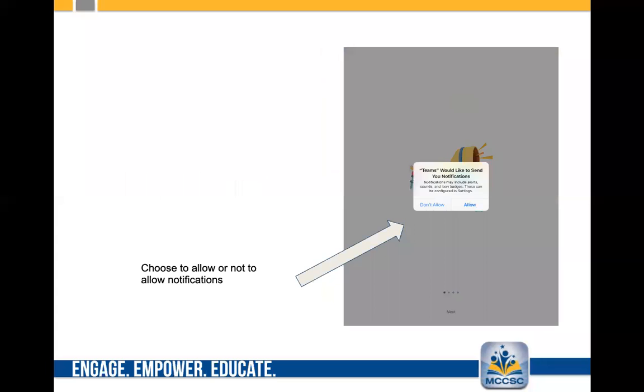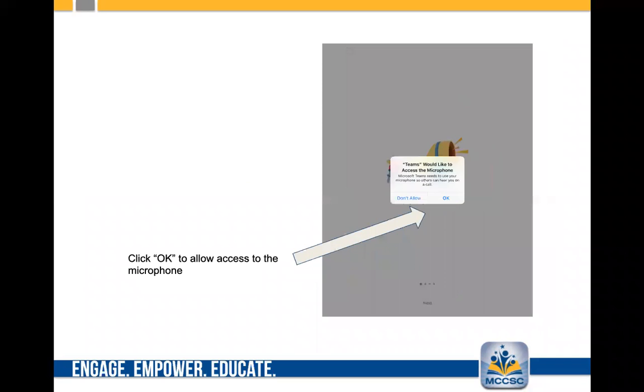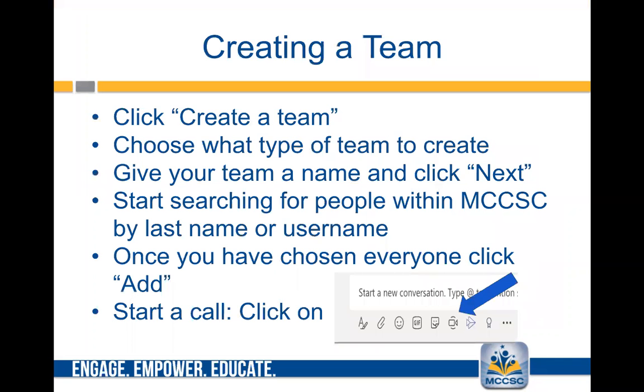Once in, this is where you're going to choose if you want to allow notifications or not. If you want to be updated when people have invited you to a call or have sent you a chat message through Teams, you can have these on so you can get those in real time. You're going to want to allow access to the microphone if you're going to be talking.